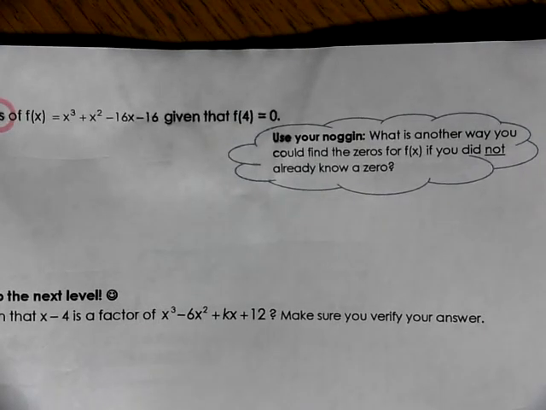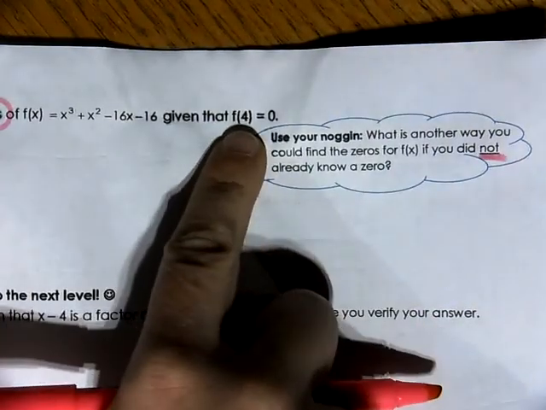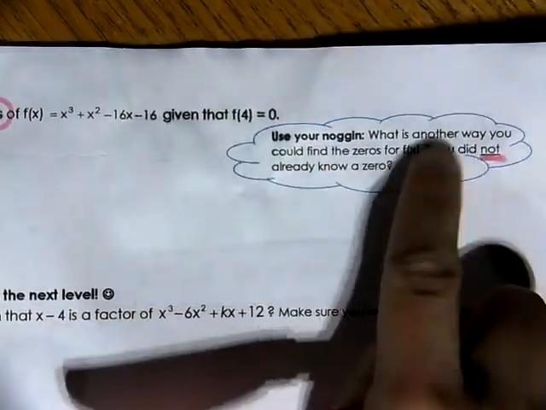And then on top of that, I want you to use your noggin. What is another way that you could use to find the zeros for f of x if you did not already know a 0? So let's pretend as if you did not know that x equals 4 worked. What would be another way of looking at that problem?